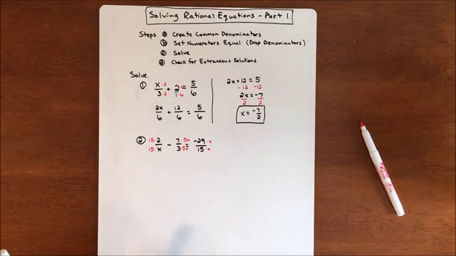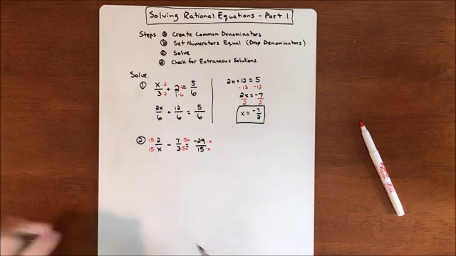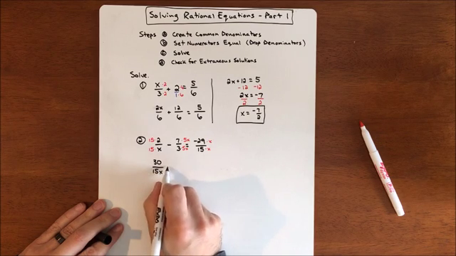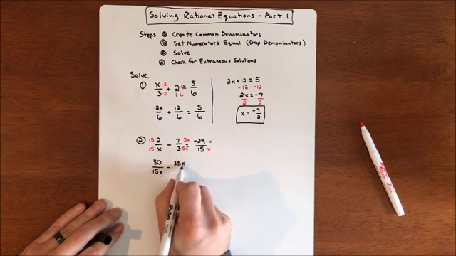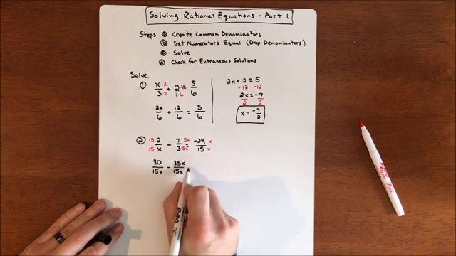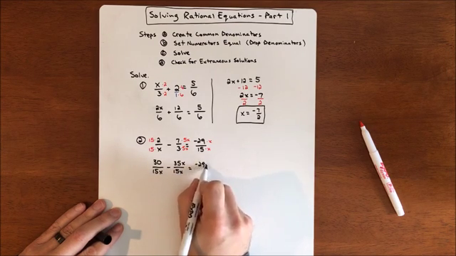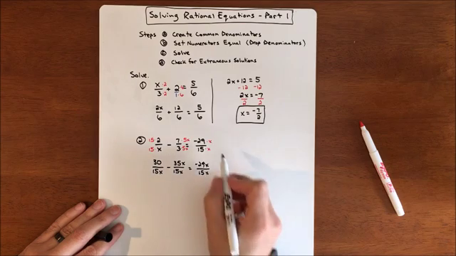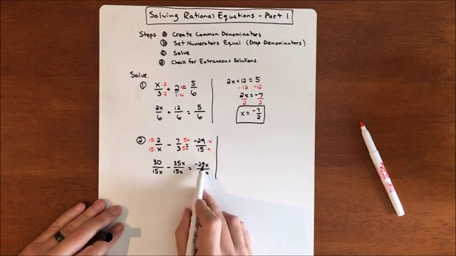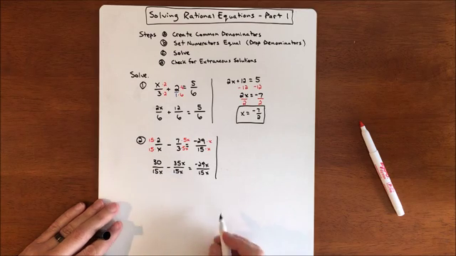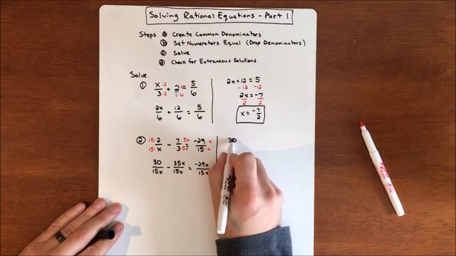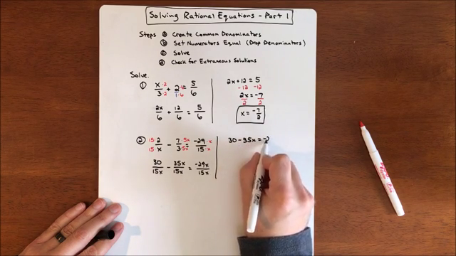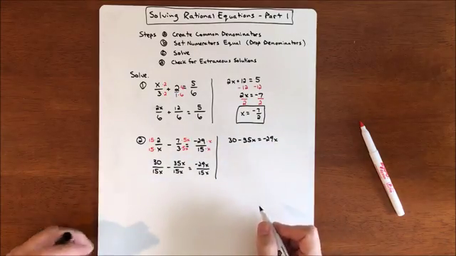So when we do that, that's going to get us 30 over 15x minus 35x over 15x equals negative 29x over 15x. Once we have all of our common denominators, we can ignore the denominators and just focus on the numerators equaling each other because we already have the denominators equal. So now we're trying to get 30 minus 35x equals negative 29x, and we will solve.